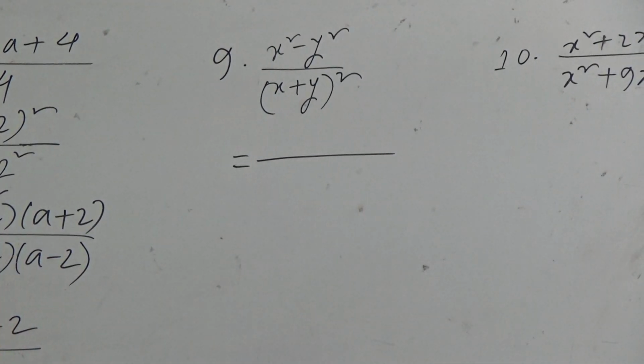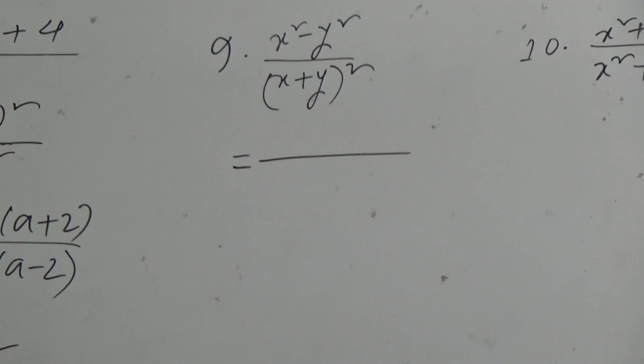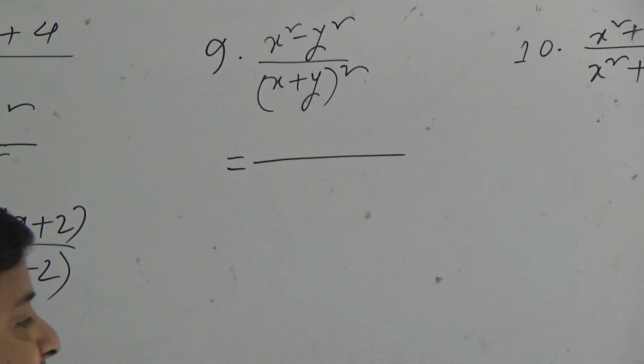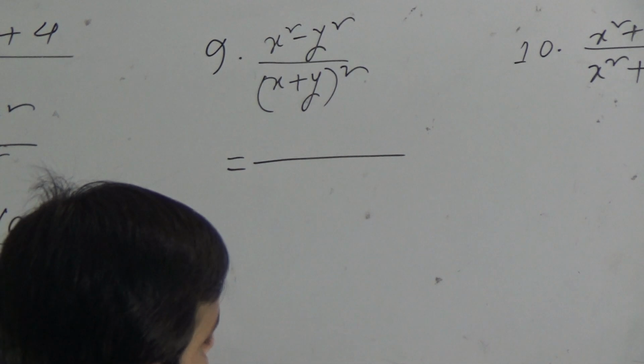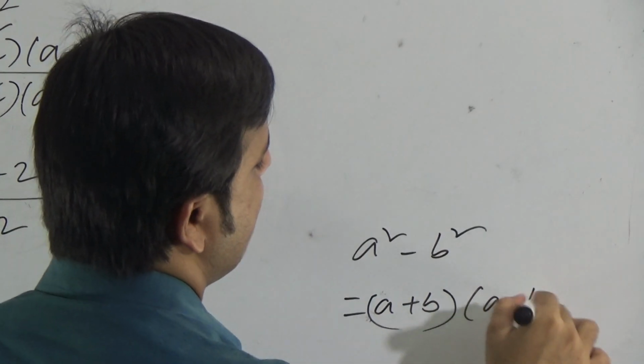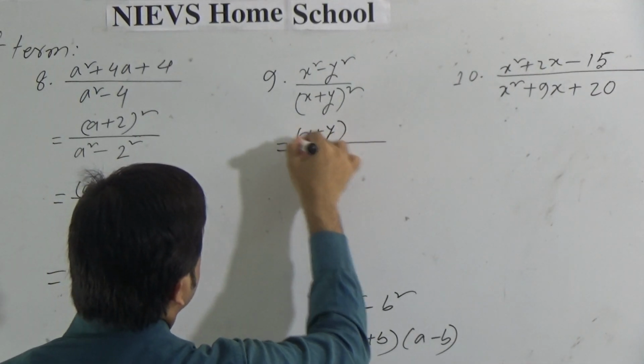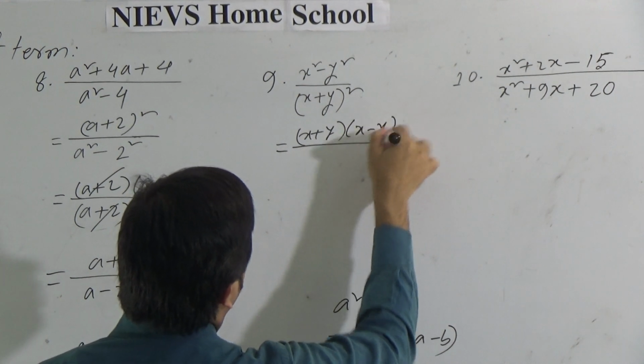Numerator is x square minus y square. This is very simple. It means that a square minus b square. So, apply the formula a plus b into a minus b. So, we can write here x plus y into x minus y.